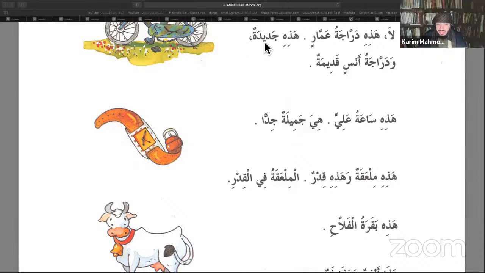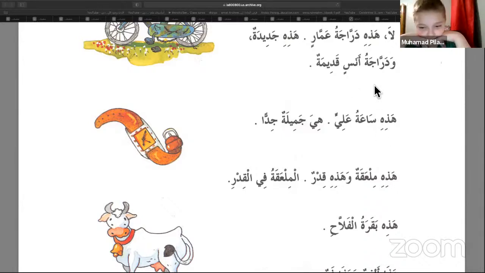So جديدة means new. قديمة means old. Remember that. Remember this song. جديدة means new. قديمة means old.